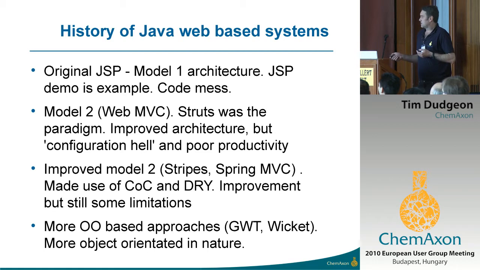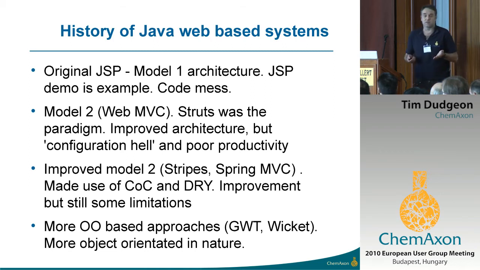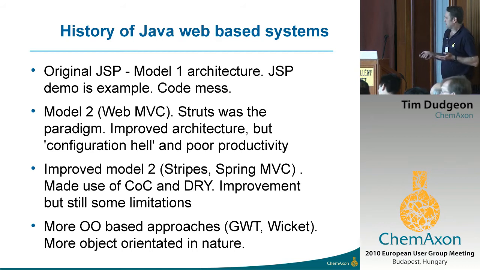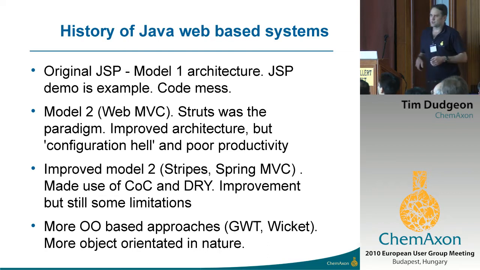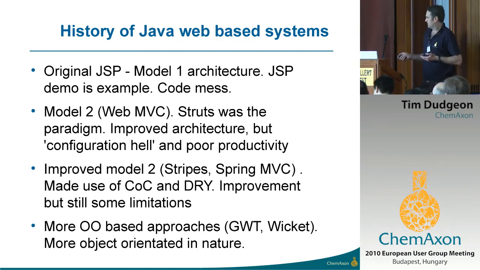Quite quickly, an architecture known as Model 2, or Web Model View Controller, came along, which was a much better architecture for doing this. Struts was the paradigm for that, the Struts framework. And probably more applications have been written using Struts than any other Java web framework. It was a big improvement to the architecture, but there were still a lot of problems. It really suffered from configuration hell. This came from the early days of the EJB specs, when everyone thought it was a good idea to write lots of XML to configure things. And you spent all your time writing XML, not actually writing any useful code.